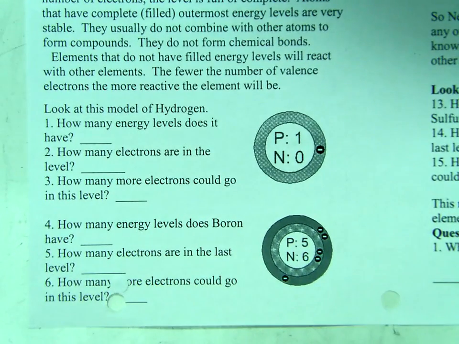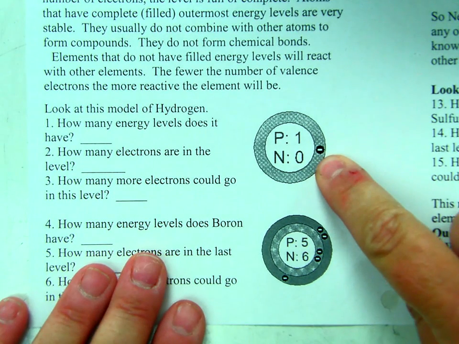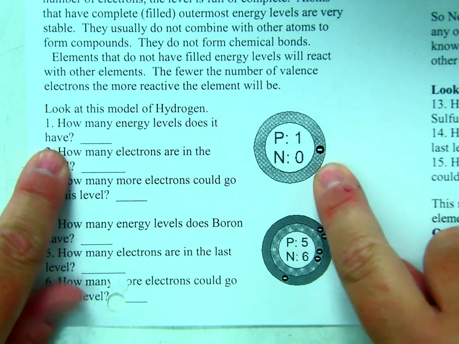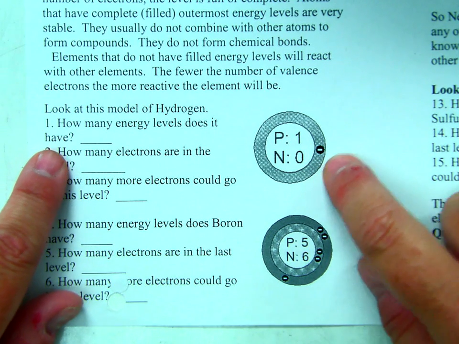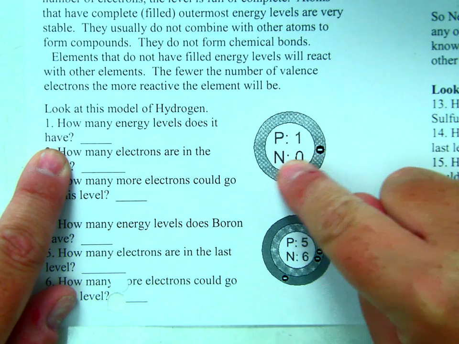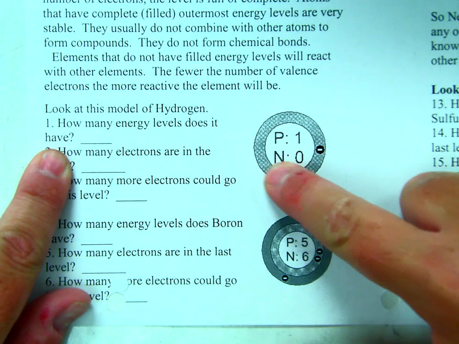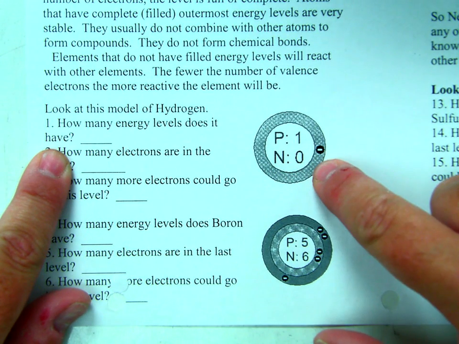It says, look at the model of hydrogen. This is hydrogen. How many energy levels does it have? Now this model looks a little bit different than what we're used to. We usually put our electrons on the line. They've kind of got this highlighted area here. So this is our energy level. So it has 1 energy level.